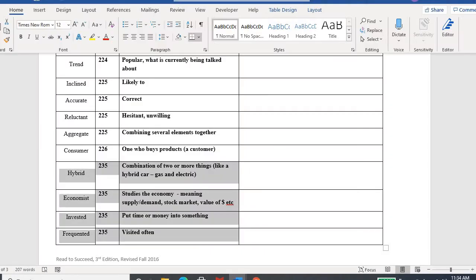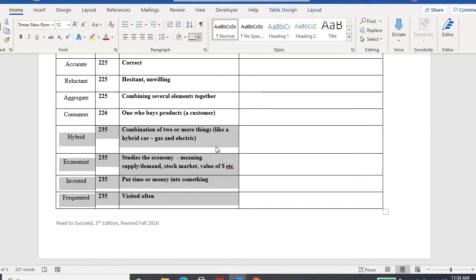The words that come from this: hybrid is a combination of two or more things. You most likely hear that when it's talking about a car, but a hybrid can be something like a hybrid of music. Maybe it's jazz and pop. It'd be an interesting mix. So hybrid is when you're taking two or more things and mixing them together.